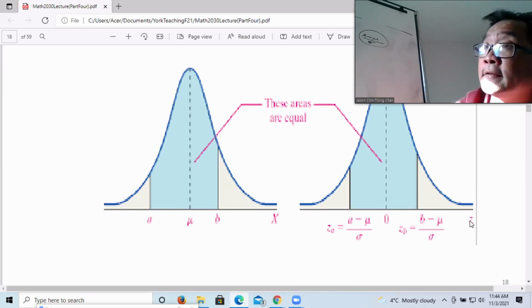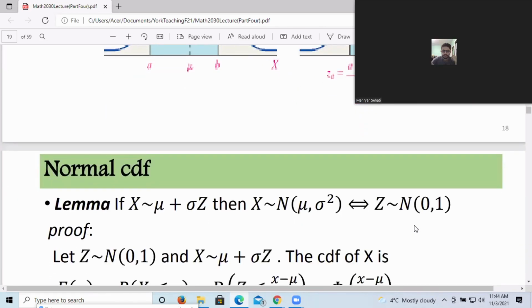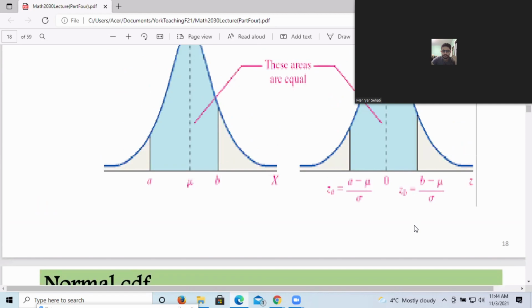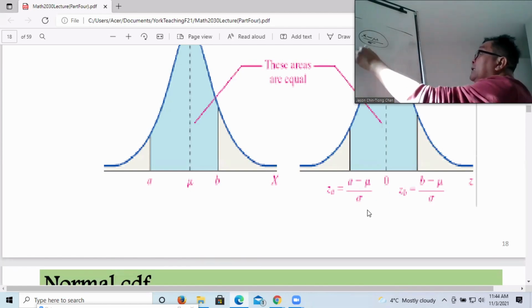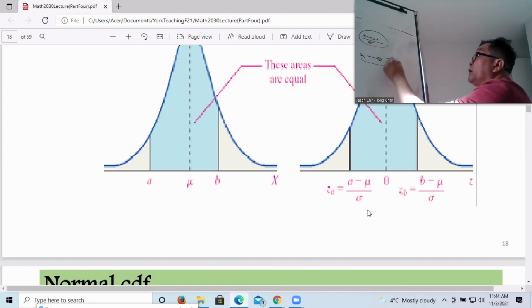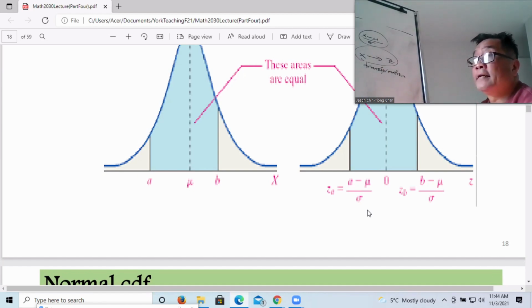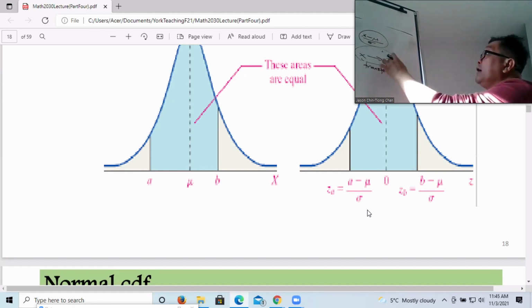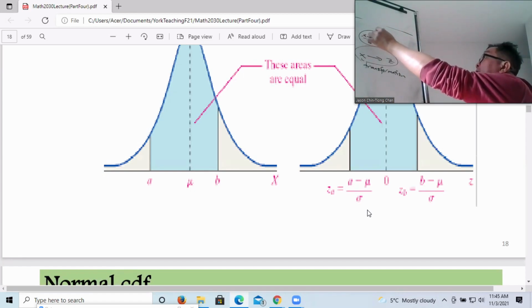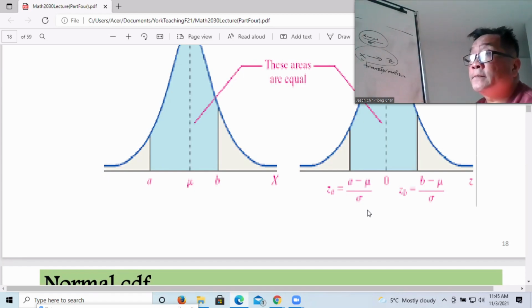Is that okay? So the denominator is sort of like the stretch or the compression, and the mu is sort of like the transformation. The whole thing, you convert X into Z. This process we call transformations, transform X to Z. So how do you convert to Z? The formula is X minus mu over standard deviations.